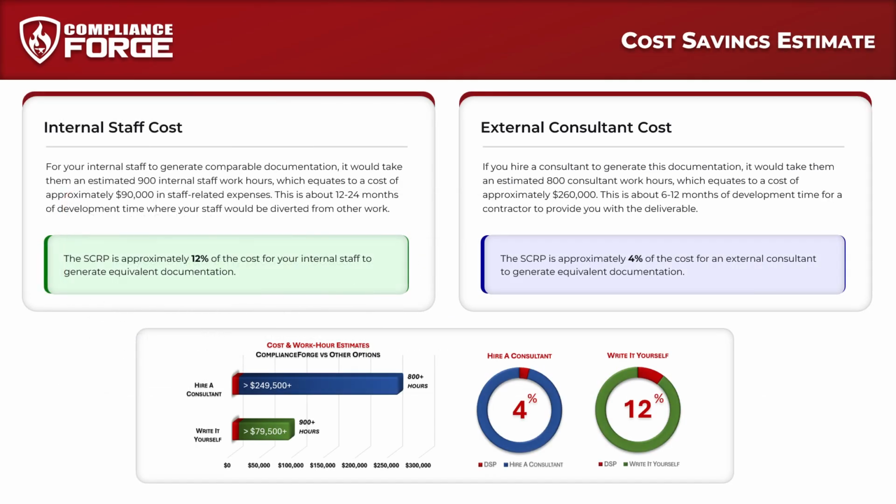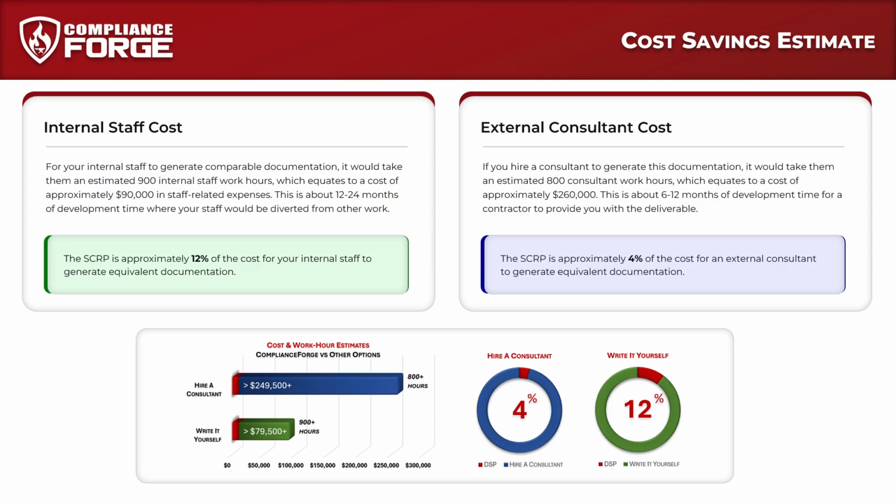Now compare that against the 2 alternatives for obtaining quality cybersecurity documentation. For your internal staff to generate comparable documentation, it would take them an estimated 900 internal staff work hours, which equates to a cost of approximately $90,000 in staff-related expenses. That is about 12 to 24 months of development time where your staff would be diverted from other work. If you hire a consultant to generate this documentation, it would take them an estimated 800 consultant work hours, which equates to a cost of approximately $260,000.